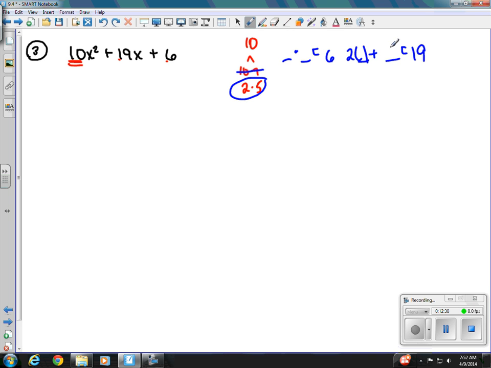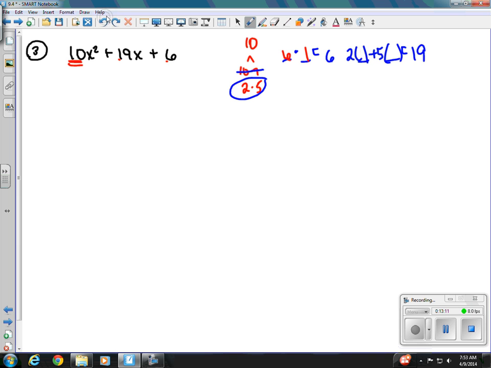So 2 times, 5 times. So now let's try our 1 and 6. So 2 times 1 is 2. Plus 5 times 6 is 30. That's too big. Try to change the order. So 6 times 1. So 2 times 6 is 12. Plus 5 times 1 is 5. And that gets us 17, so we're getting a little bit closer.